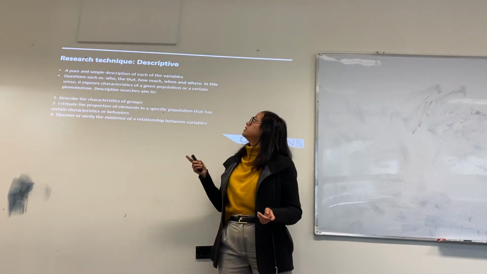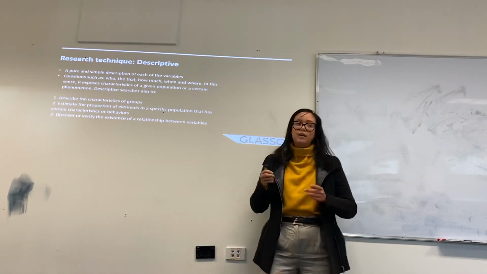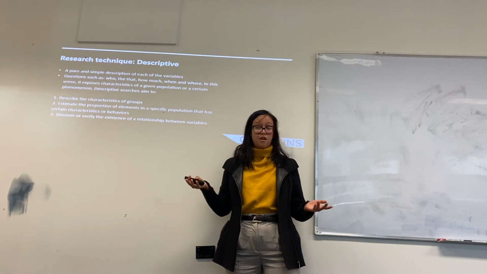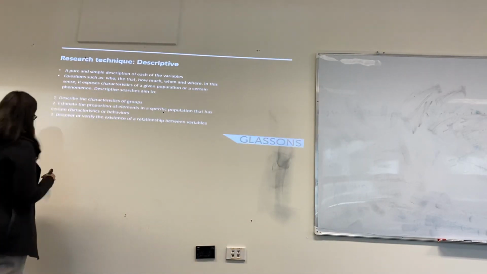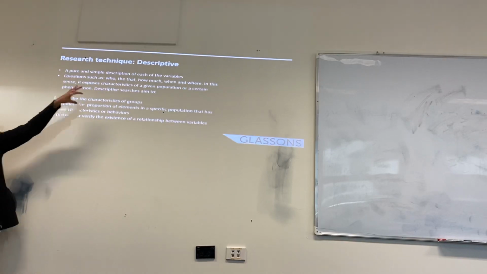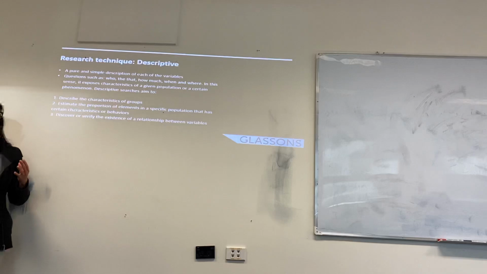Finally, we have the descriptive technique, which in simple words is a description of what is going on. What the descriptive technique aims to do: first, it will describe the characteristics of a group, and after that it will try to understand the behavior or the characteristics this group has, and try to understand the relationship between the variables.